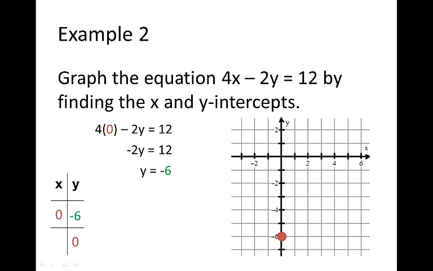Welcome back. So the x-intercept's when y is 0, pop a 0 in for y, and you'll get 4x minus 2 times 0 is 12. 4x equals 12. Divide by 4, and you get x equals 3. And we can graph 3 right there. And then just draw a line right through those.